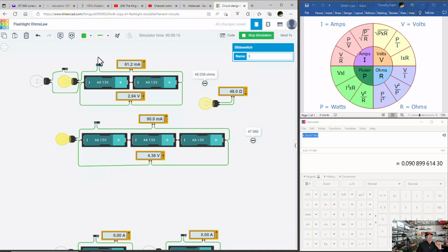So we have 2.94 volts, correct? Watch what happens when I turn on the second bulb. See the voltage drop, the current increased. So the current is 61.2 milliamps. If we had double the current, it would be 122.4. But no, it's only 120.